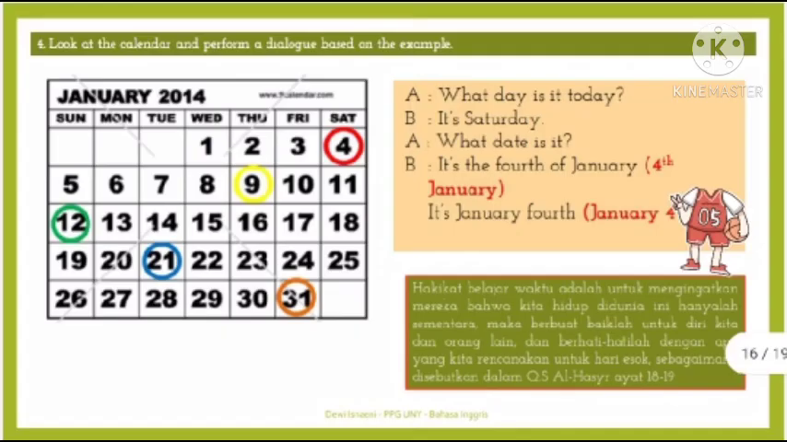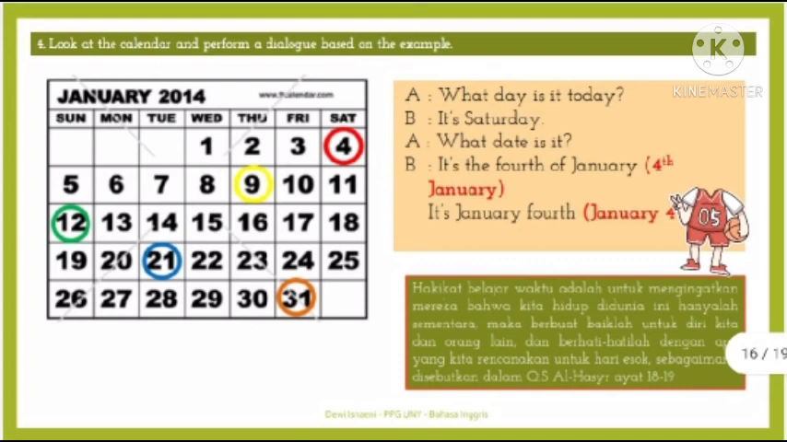And here I have a calendar that later you will use to perform a dialogue with your partners. Now I will give you an example. A student: What day is it today? It's Saturday. What date is it? It's the 4th of January. Or it's January 4th. Now your turn.